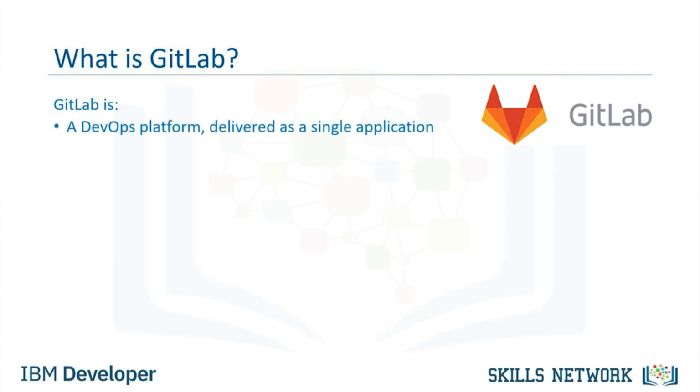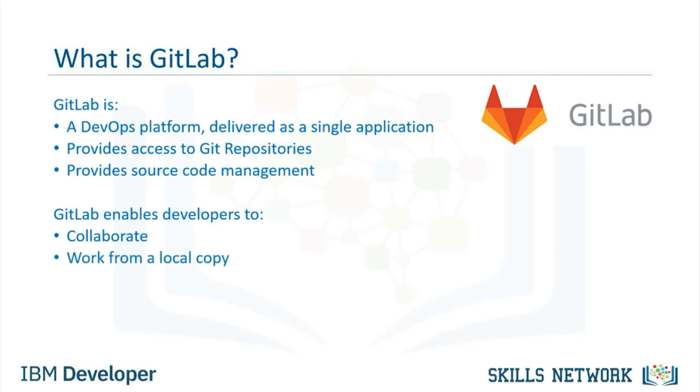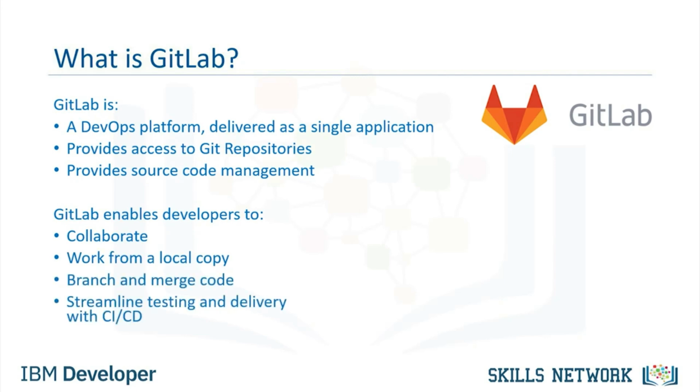GitLab is a complete DevOps platform delivered in a single application. GitLab provides access to Git repositories controlled by source code management. With GitLab, developers can collaborate, reviewing code, making comments, and helping to improve each other's code. Work from their own local copy of the code. Branch and merge code when required. Streamline testing and delivery with built-in continuous integration, CI, and continuous delivery, CD.